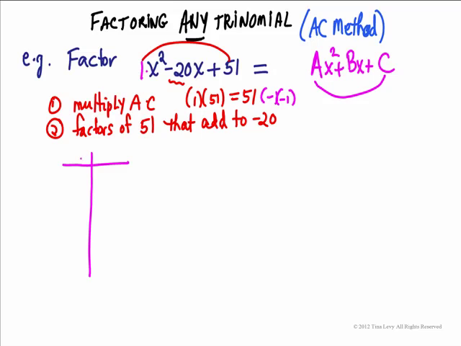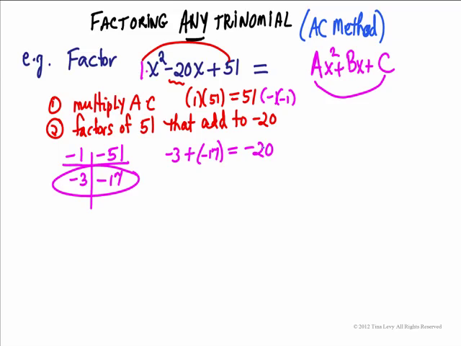We literally start with the number 1: negative 1 times negative 51. 2 doesn't work, so we go to the next number that divides evenly, and that is 3. 3 goes into 51, giving us negative 3 times negative 17. And sure enough, we can see that negative 3 plus negative 17 is negative 20.